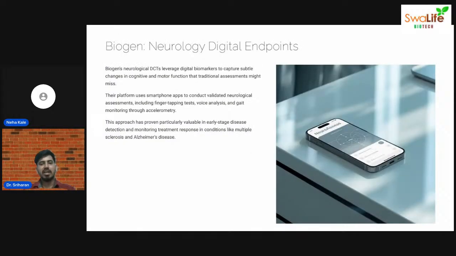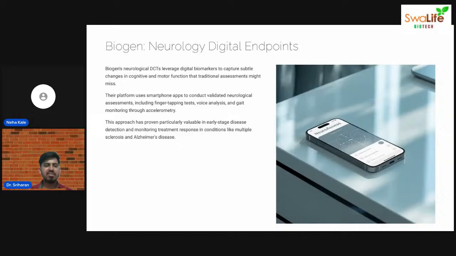Biogen neurological digital endpoint. These DCT trials are not in a simple disease, or in any lightweight disease. All the companies are contributing their disease in a different dimension. Here Biogen is contributing the neurological digital endpoint. Why I'm saying neurological is very important.